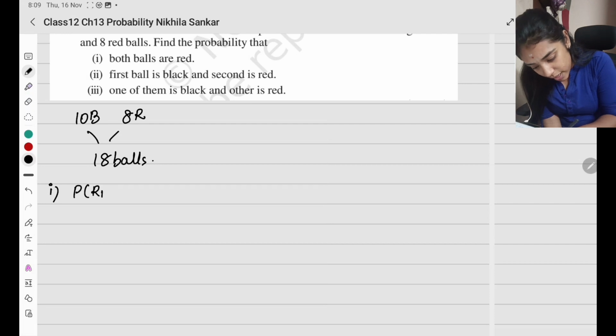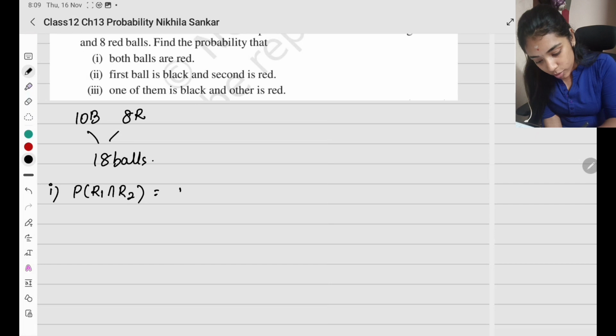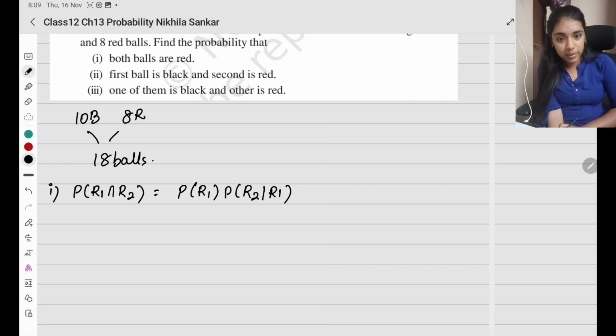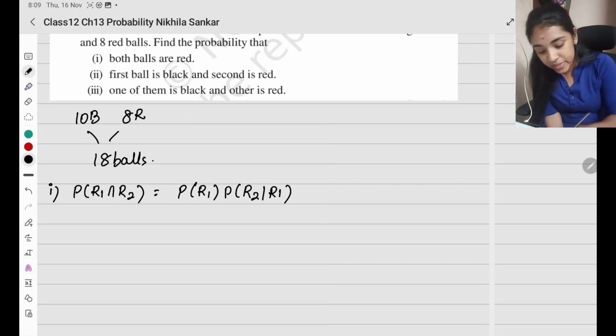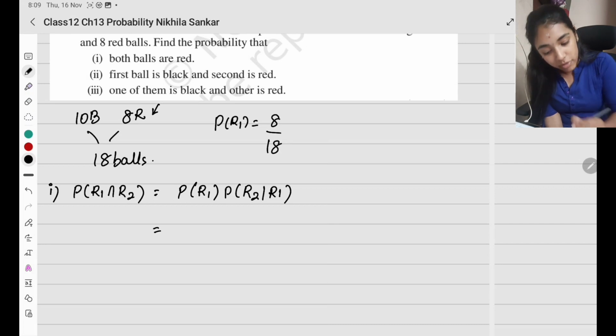First, probability of R1 intersection R2, both red. So what are we going to do? Probability that it is a red ball, and probability that it is a red ball the second time, given that the first was a red ball. Understood? So probability of a red ball first: how many reds do I have? 8. And how many total number of balls do I have? 18. So 8 divided by 18 times.